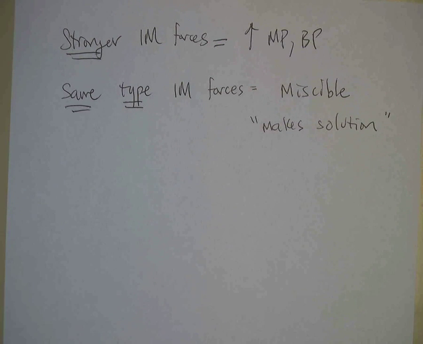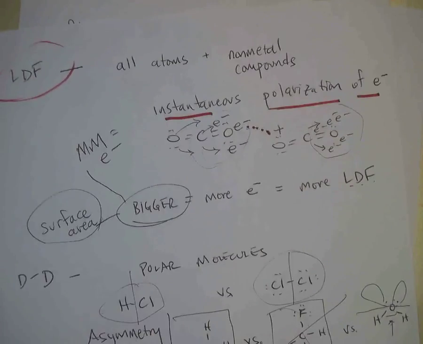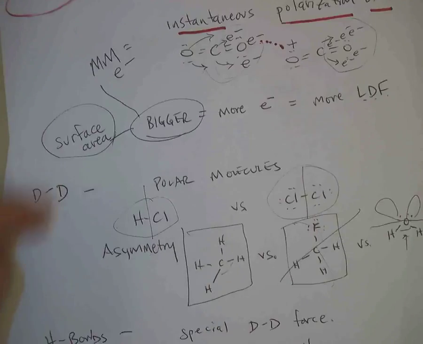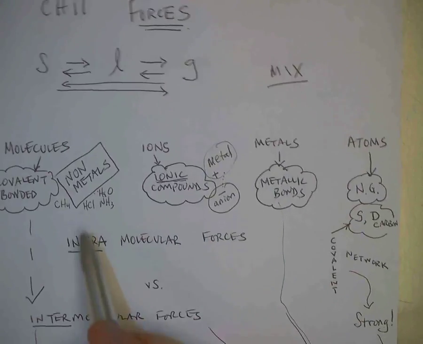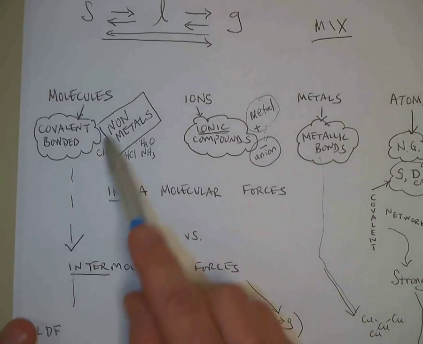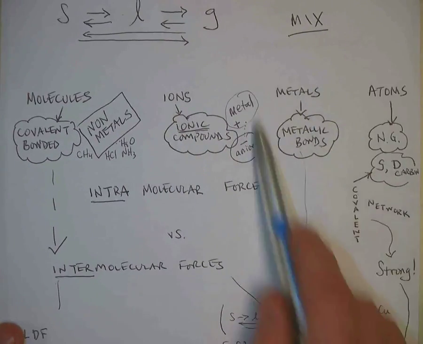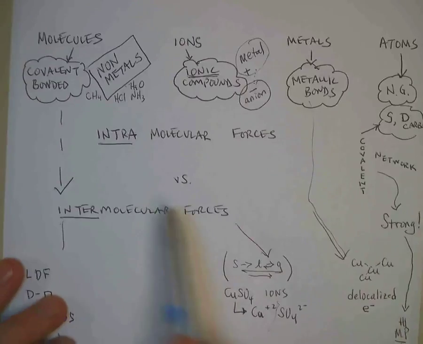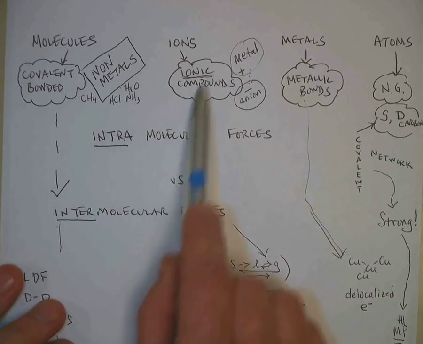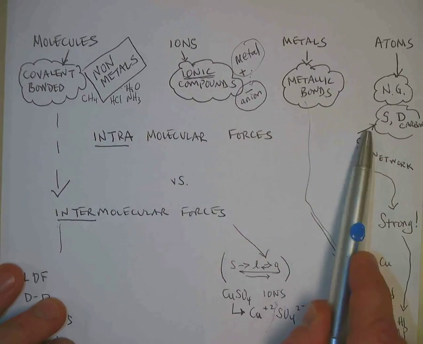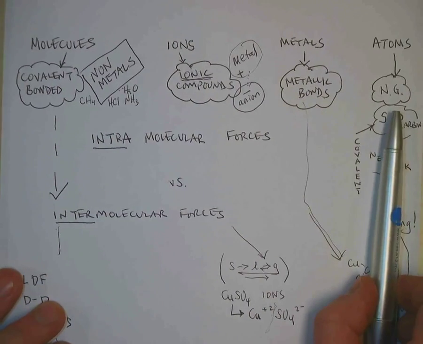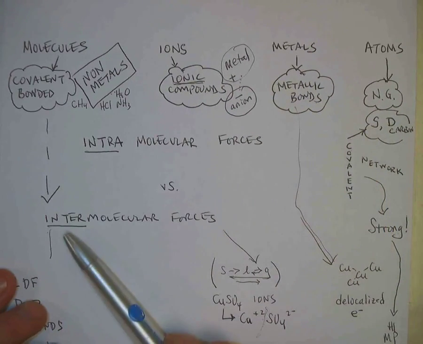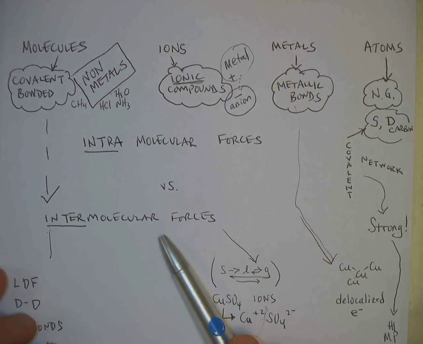Now, before we go on and look at a couple of problems, let's make sure that you're not lost by saying I'm only focused on LDF, dipole-dipole, and hydrogen bond. Those are important, but you also must be able to differentiate between these molecular forces, the ionic forces, the metallic forces, and the atomic forces, and know that these things are held together by intramolecular forces called covalent, ionic, metallic, or covalent network bonds, but the molecules themselves are held together by intermolecular forces.